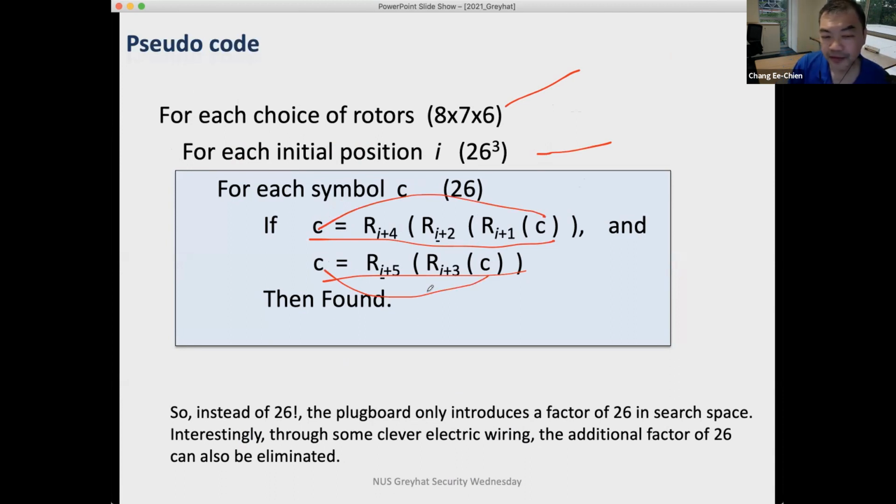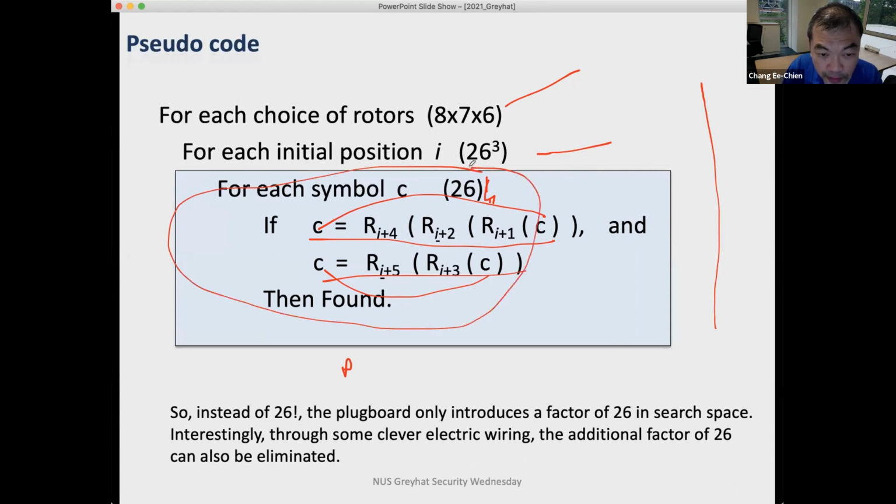So now the exhaustive search is reduced. Instead of having 26 factorial here, it becomes 26. Because the permutation is 26 factorial, instead of 26 factorial, we reduce to 26. So this is doable. And in fact, they achieve much more. Later, I'll show you the picture using some smart electrical design. All this can be done in one step. This check can be done in one step instead of 26 steps. So how is this done?